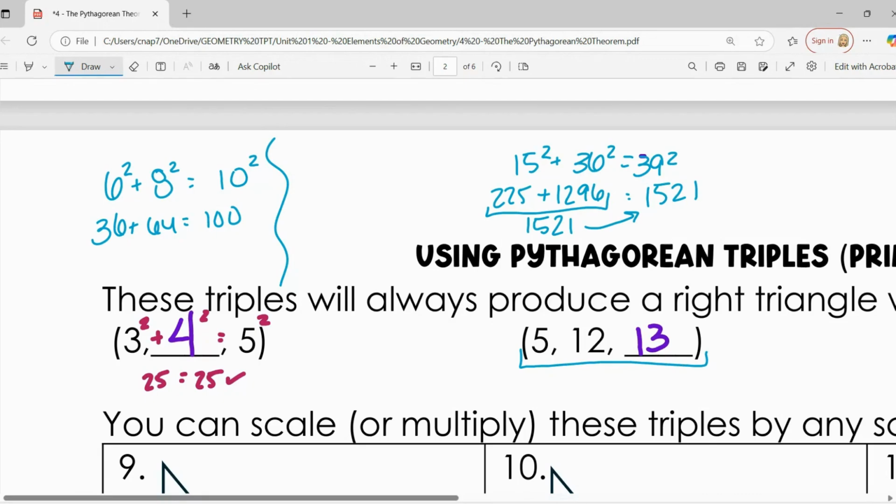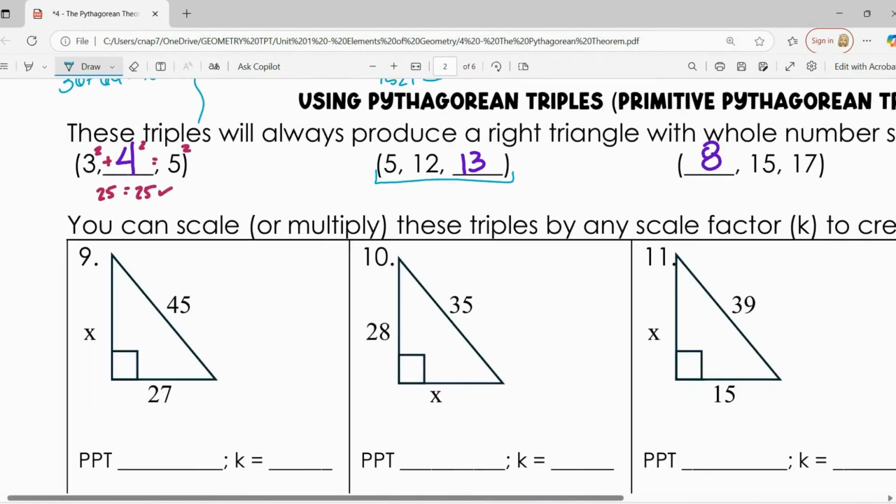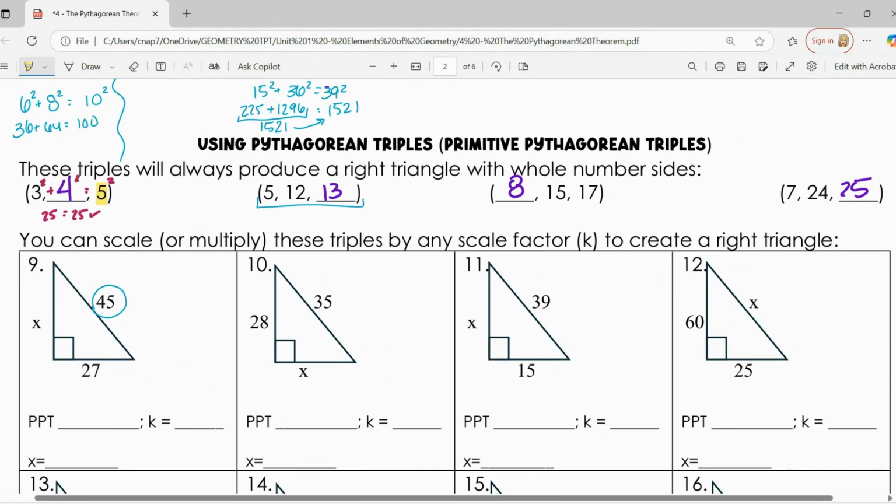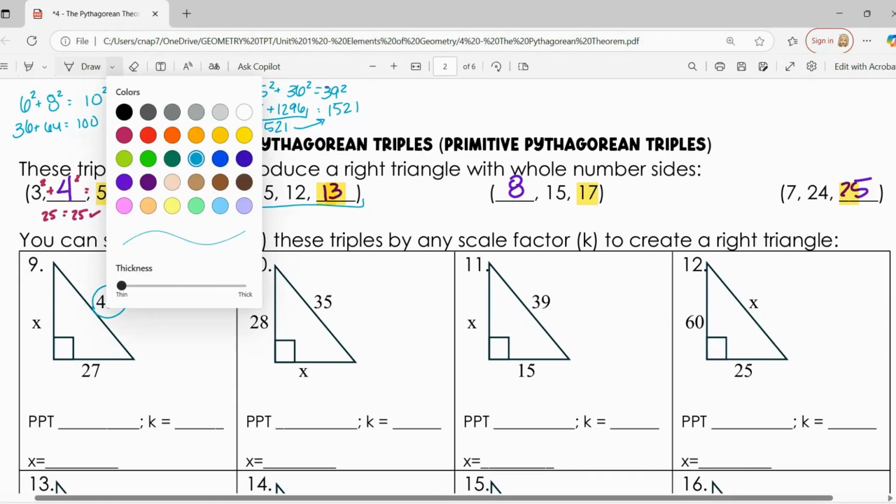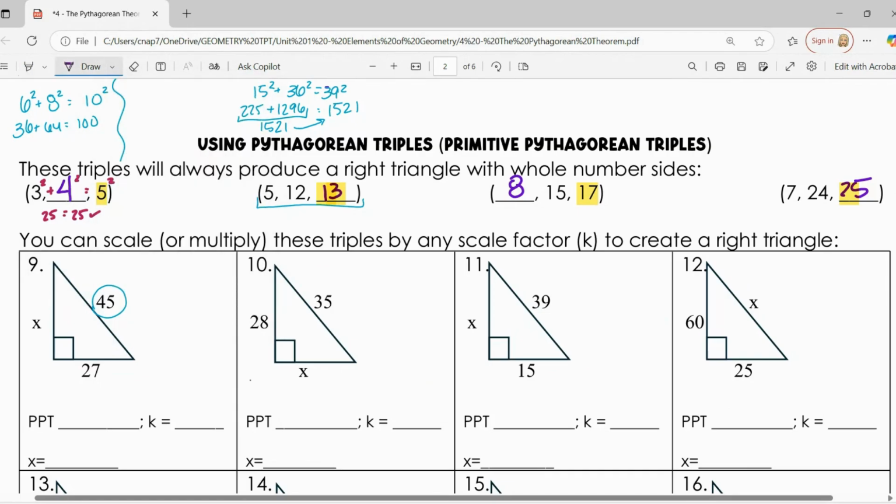So what he did is he came up with these triples, and you can actually use these as shortcuts. If you memorize these four sets of numbers, you can use them as a shortcut. So for example, in number 9, I'm looking first at the hypotenuse. That's what I think is the easiest way to do this. From the sets of numbers that Pythagoras came up with, which hypotenuse is going to be a factor of 45? And the only answer is 3, 4, 5.